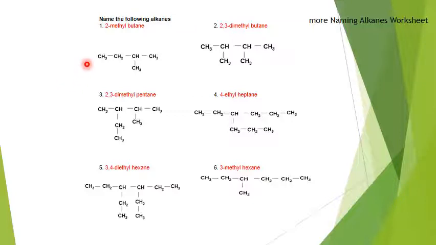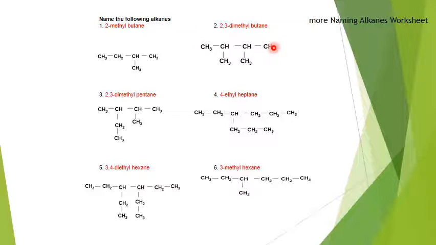Okay, next worksheet, more naming alkanes worksheet. All right, so we give you the structure to figure out the name. So find the longest chain, 1, 2, 3, 4. So it's a butane, and it has a methyl coming off number 2. Okay, going right to left. If you want from left to right, it'd be number 3. So going right to left, they'll give you a smaller number. So it's 2-methylbutane.